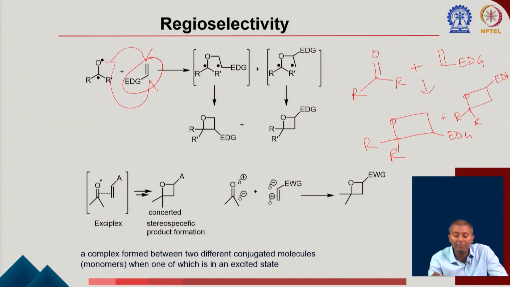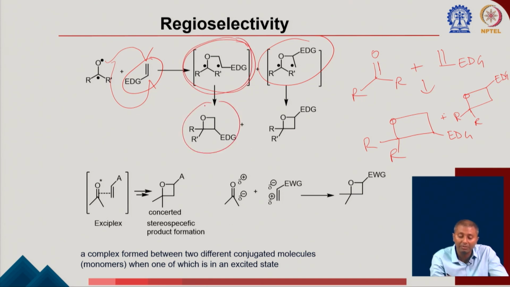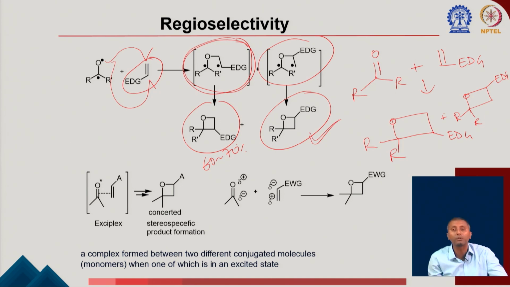So that way you will end up with two different scenarios here. There will be two different types of biradical we are talking about. In one case you have this radical next to the electron-donating group, versus this primary radical. If you look into it, this will be the more stable radical. So this will end up giving this as the major product, maybe around 60 to 70%, and the rest will be this product, in the case of an electron-donating group.